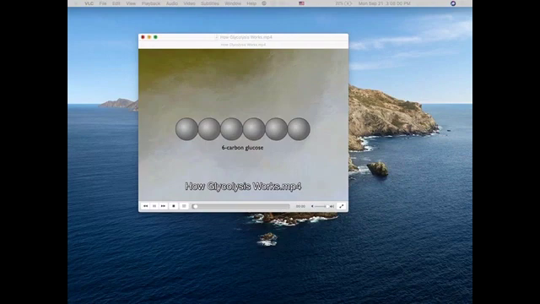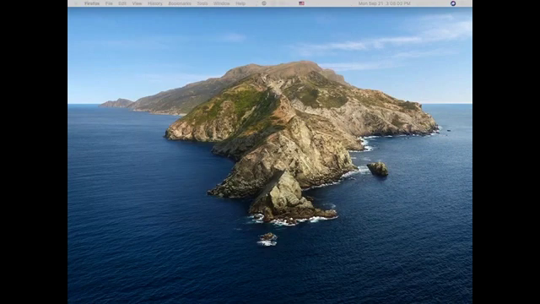So this is an extremely rapid pathway, okay? Very, very quick.